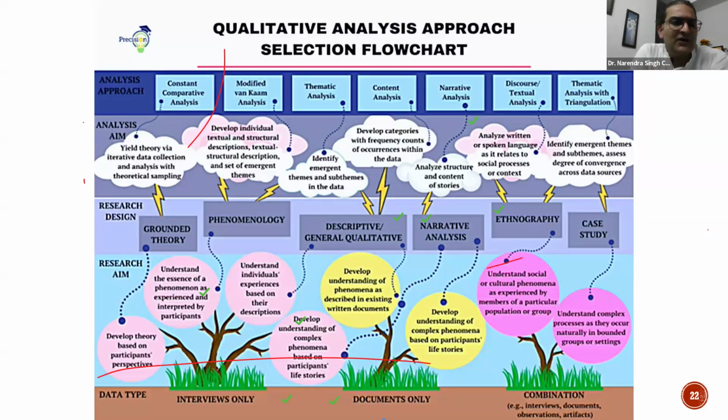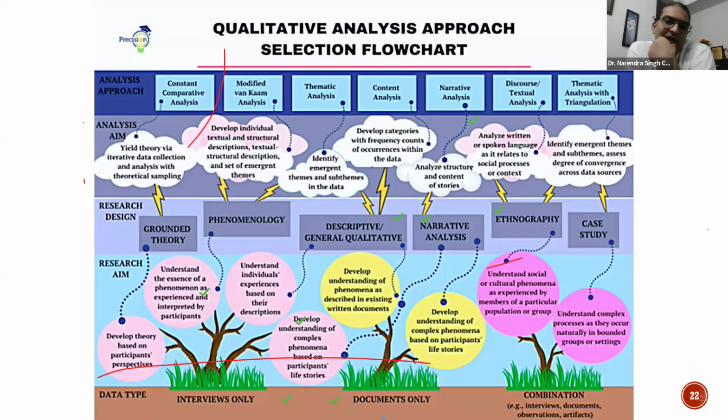Now, I want to understand the phenomena that is experienced and interpreted by the participant. So what is better suited? Phenomenology. How do I do it? Develop individual textual and structural description, and a set of emergent themes. Okay. Then understand individual experience based on their descriptions. Now, that is the descriptive general qualitative. You can understand, so modified Van Kaam analysis, I can go for thematic analysis.